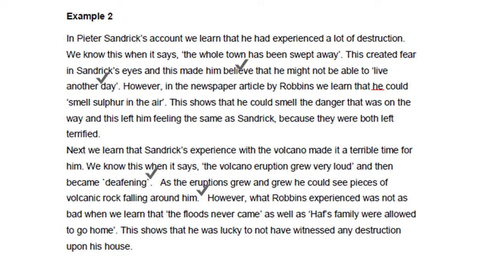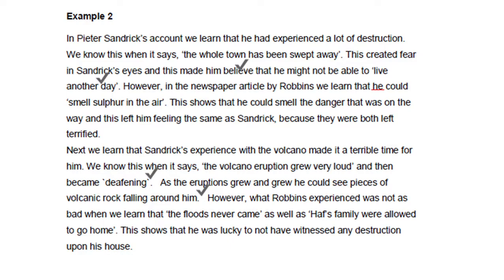This created fear in Sandrik's eyes and made him believe he might not be able to live another day. So there's a sense there of how his experience is being put across, and also what he saw. He did see the whole town being swept away. However, so we've got our connective, which is great.